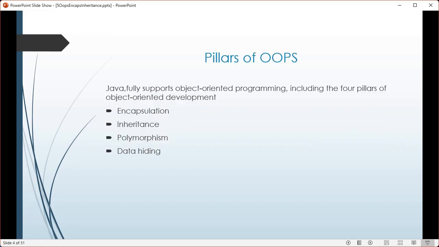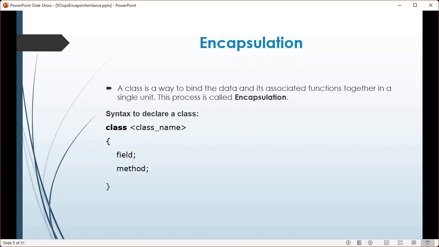Now we will discuss the pillars of OOPS. What are the pillars of OOPS? Encapsulation, inheritance, polymorphism, data hiding. First, we will discuss encapsulation. What is the best example for encapsulation? Class. A class is a way to bind the data and its associated functions together in a single unit. This process is called encapsulation, the first pillar.